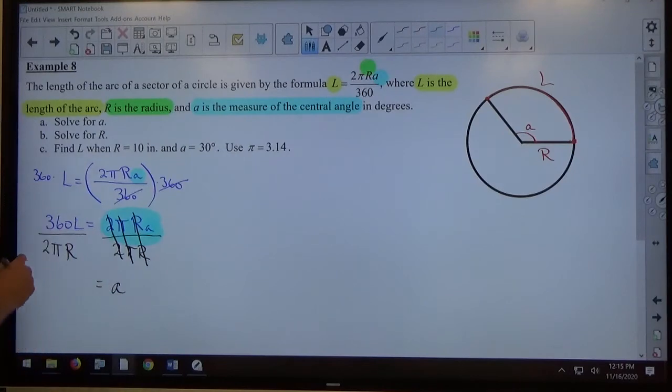And on this side, what I could do, not a requirement here, but 360 and 2 are the same kind of thing, right? So it's legal, if I want to, divide those out. I'm going to get 180 on top. 360 divided by 2 is 180. If I didn't notice that, I'd just leave it like that. So 360L over 2 pi R. That's how we solve for A.